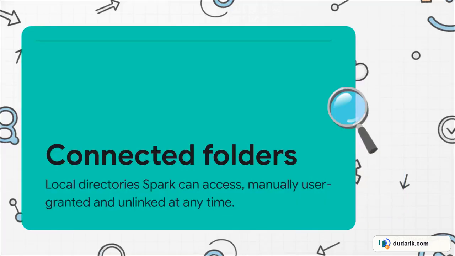And that brings us to a really brilliant concept: connected folders. These are local directories that you, the user, explicitly grant Gemini Spark access to. It is a 100% consent-based model. You tell it exactly where it's allowed to look, maybe just your downloads or a specific documents folder, and you hold the power to manually unlink them at any time right from the sidebar. You remain in total control of the whole shebang.